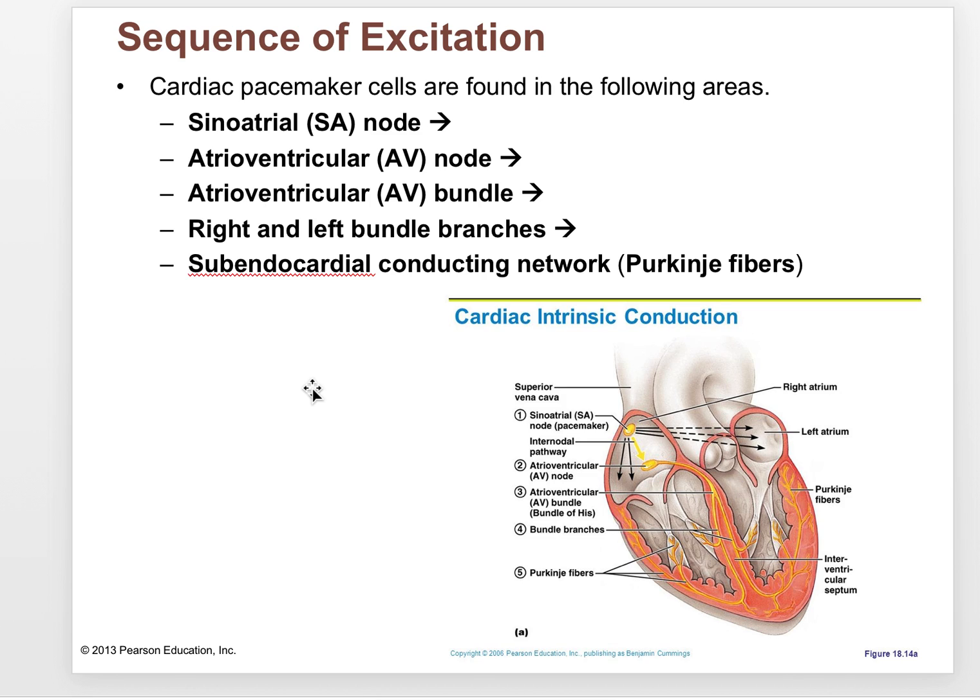Now these pacemaker cells are concentrated in certain areas of the heart. These areas are called the sinoatrial node, the atrioventricular node, the atrioventricular bundle, the right and left bundle branch, and the subendocardial conducting network, or the Purkinje fibers. These areas are where there's high concentrations of these cardiac pacemaker cells.